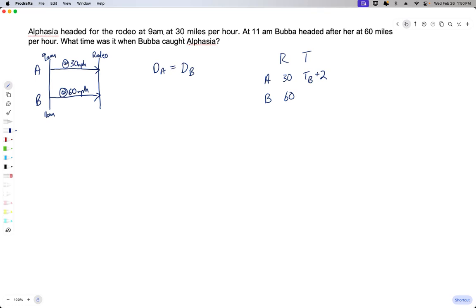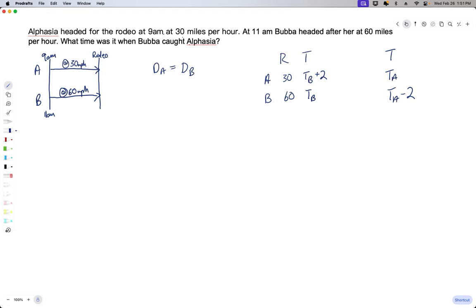She left at 9 and he left at 11. He left 2 hours later. So the time of Bubba is just the time of Bubba. You could also write this differently, right? The other way to write the time would be the time of Alphasia is the time of Alphasia, and Bubba's time is the time of Alphasia minus 2, because he left 2 hours after she did. This is how you would write it to say he left 2 hours after she did. This is how you would write it to say she left 2 hours before he did. It's just depending on whose time you're calculating it from.